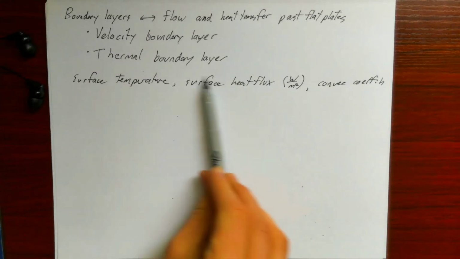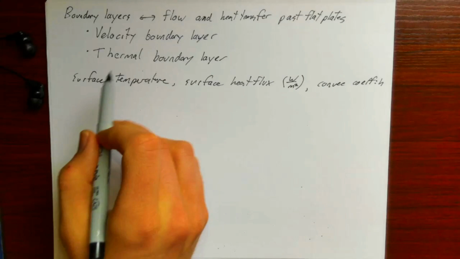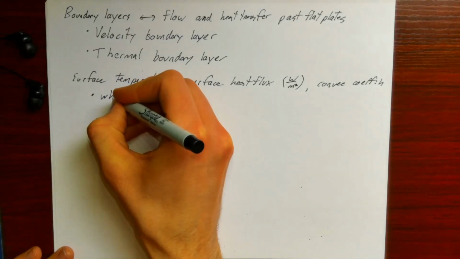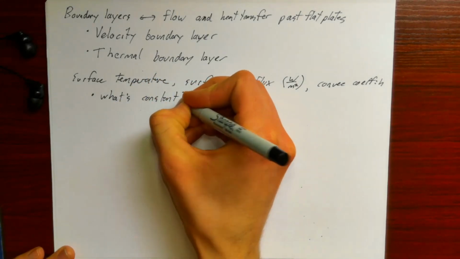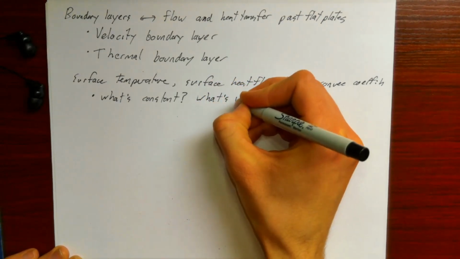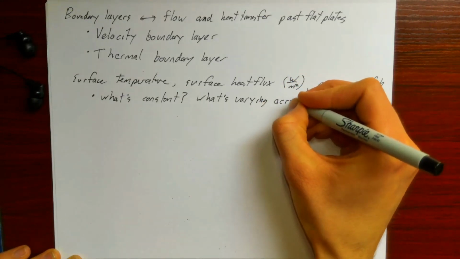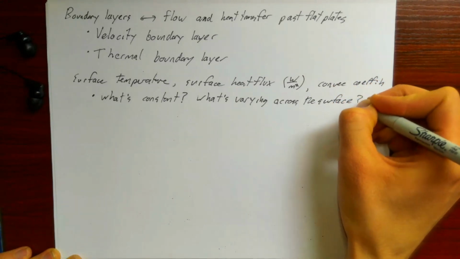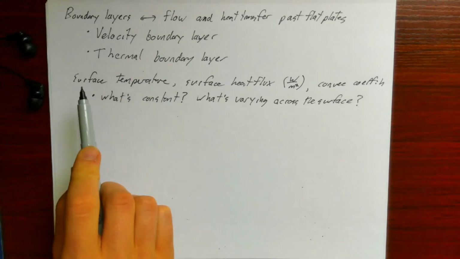We have already related them in some ways to Newton's law of cooling. So we might encounter certain situations where, what's constant, what's varying, across the surface. And we'll look at two specific cases later on.